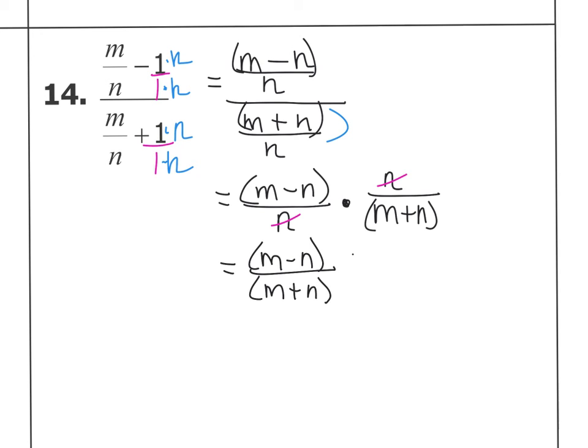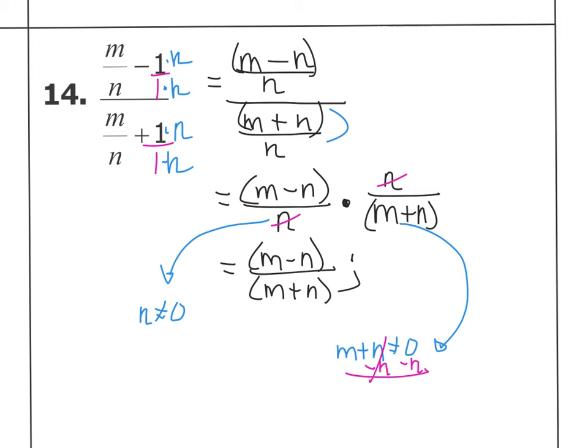Let's talk about restrictions. The restrictions on this one are interesting. So as I look at my original denominators, this right here means that n cannot equal 0. When you have 2 variables, like this one, m plus n cannot equal 0, you have to decide whether you're going to solve for one variable or the other. So I'm going to choose to solve for m. If I solve for m, that means I would subtract n from both sides. That would leave me with m cannot equal a negative n.